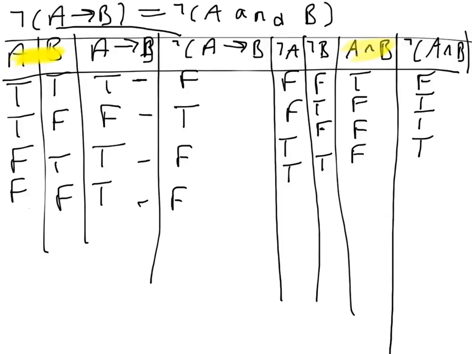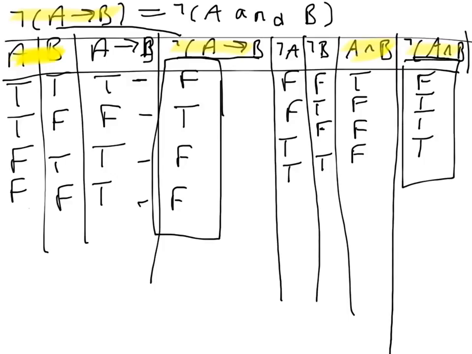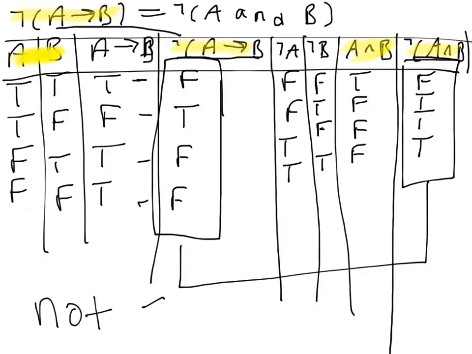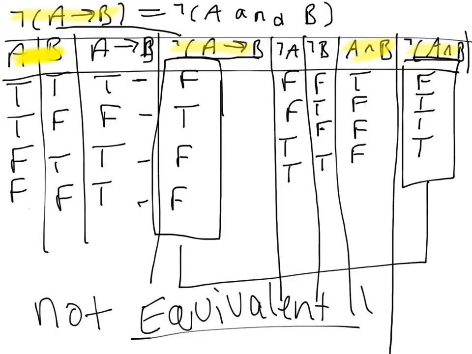So now that we have the truth tables for not (A implies B) right here, and not A and B right here. This first one is not (A implies B), and this is not A and B. You can see the truth table here is false, true, false, false. Over here it is false, true, true, true. Therefore these two statements are not equivalent. And therefore you've proven that these are not equivalent, and you're done.